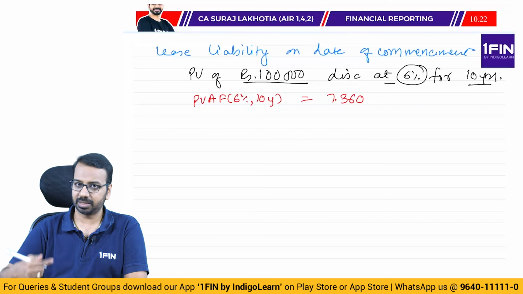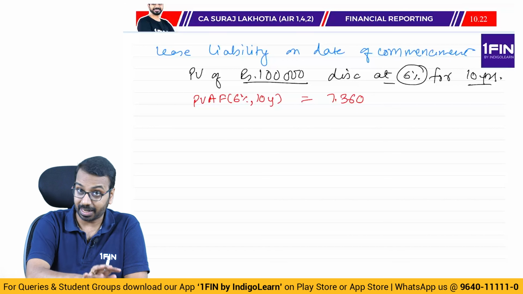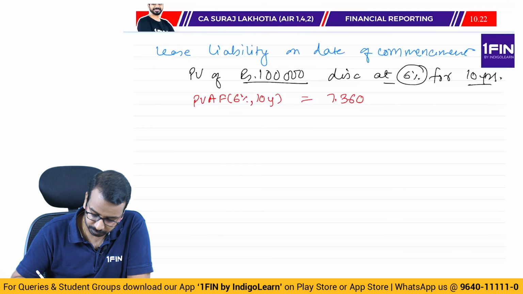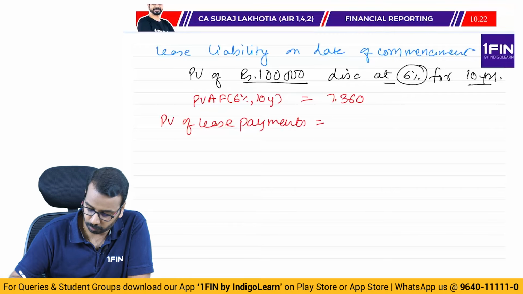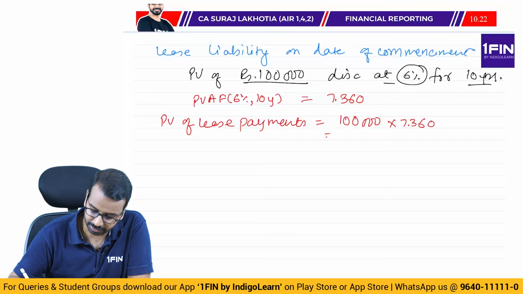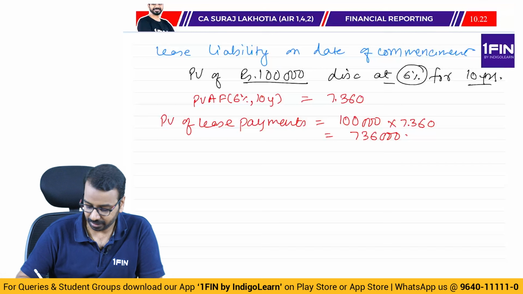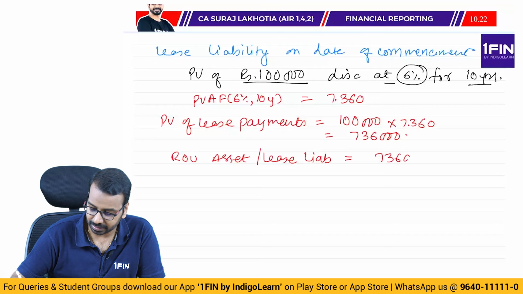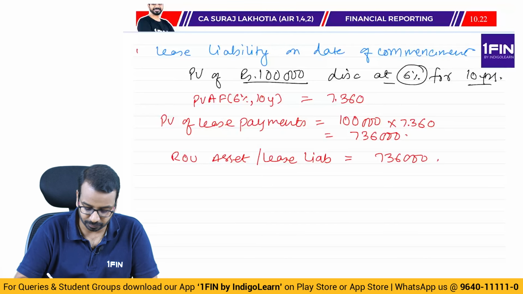And in the exam, if they have given you present value factors, you can total it. You may get 7.359 as well. Okay. And accordingly, you can solve it. Now, what is the present value? Present value of lease payments is equal to 1 lakh into 7.360, that is 7,36,000, and this is your right of use asset or lease liability, both are same, that is equal to 7,36,000. Okay, this is the first thing you have to compute.